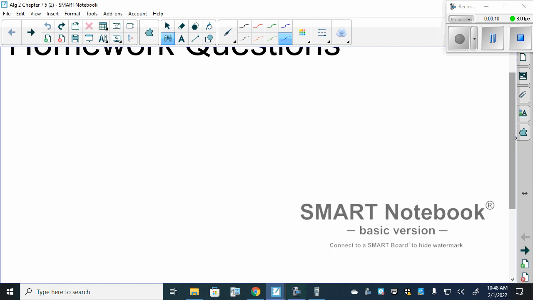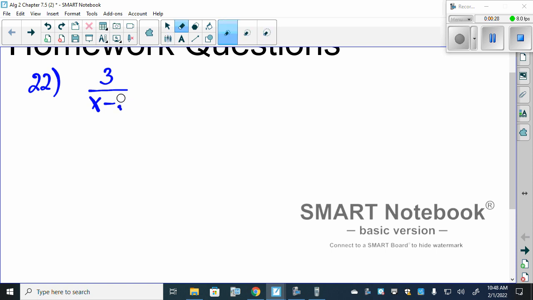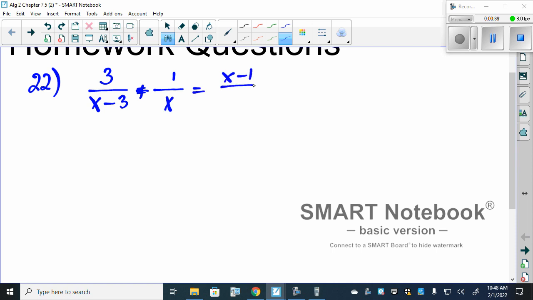Now, before we get started, I'm going to look at problem 22 from 7.51, last night's assignment. 3 over x minus 3 plus 1 over x is equal to x minus 1 over x minus 3. So that should be a plus. Yes. So we want to look at this one here first before we get started.